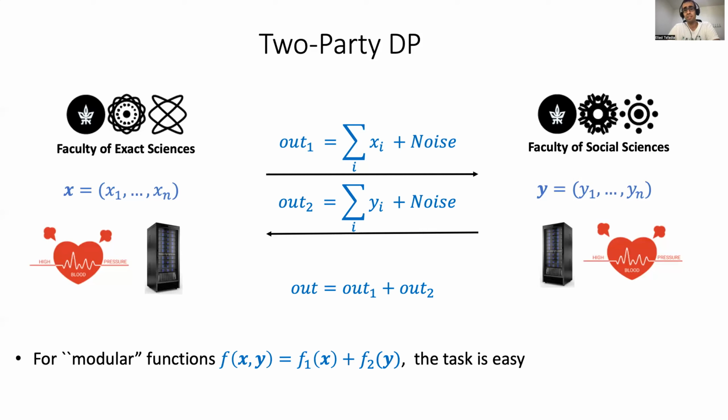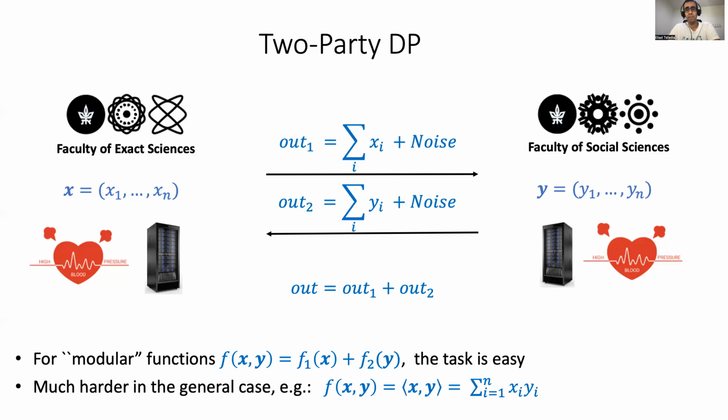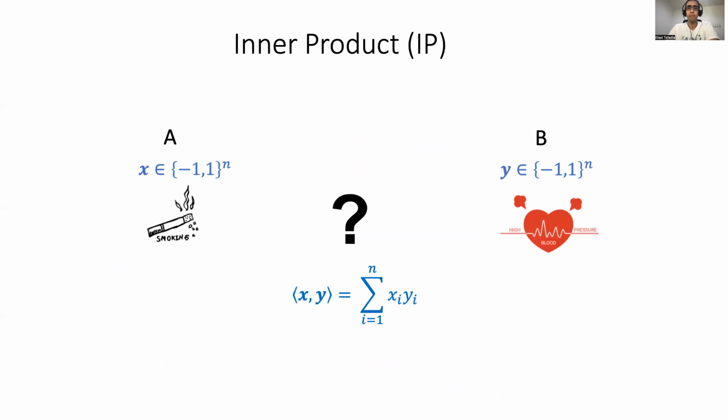Using similar constructions, it can be shown that the task is as easy as in the centralized model for any modular function that can be written as the sum of f1(x) plus f2(y). However, the task seems much harder in the general case, for example, when f(x,y) is the inner product between x and y. The inner product is one of the most fundamental two-party functionalities because it measures correlation between databases.